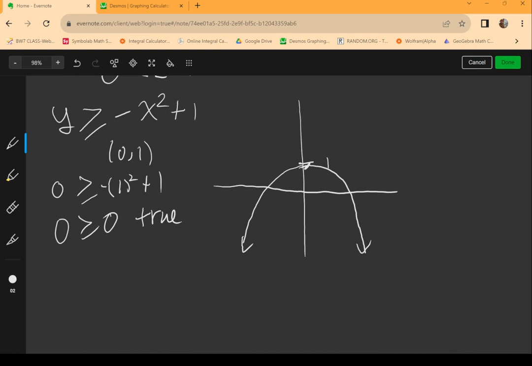So that's represented by the solid line. That tells me that that is part of the inequality. If it's dashed, what it represents is that it's not. It gets really close to it, but it never actually is part of the solution.